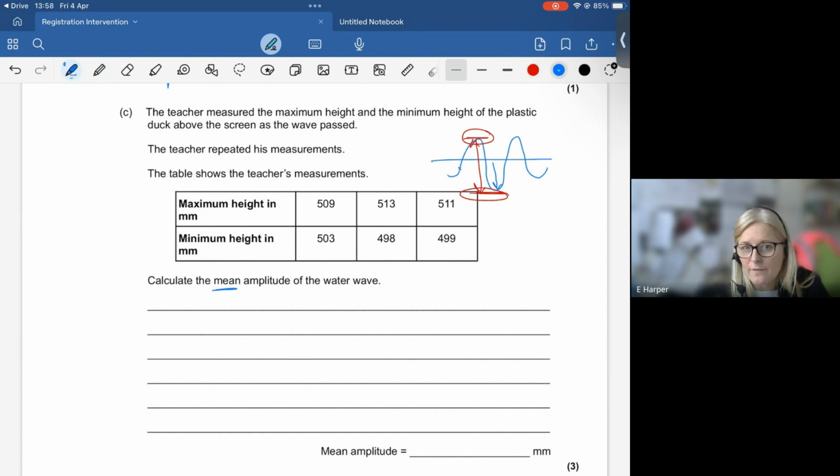The year that this was sat, very, very few students actually got to that 3rd mark. It was very unusual. So if you did get that, massive well done, it was unusual. So we're going to do the maximum mean height first. So in maths, just like you would do in any maths lesson, add up the 3 numbers for the maximum and divide by 3.